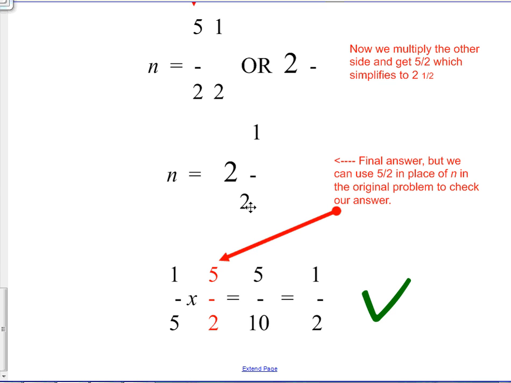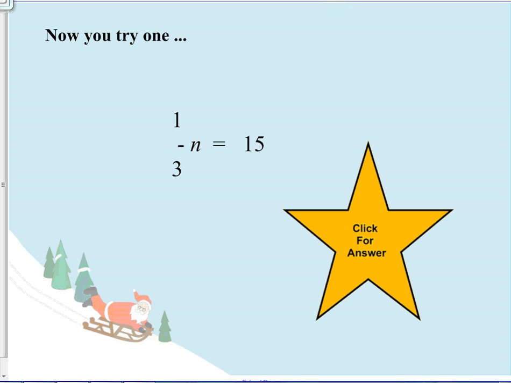I am okay with your answers being improper fractions in these particular problems because in order to check your work, you are actually going to need to plug the improper fraction back in if you ever want to check it. So you might as well just keep it that way. Okay? So let's try one on our own.